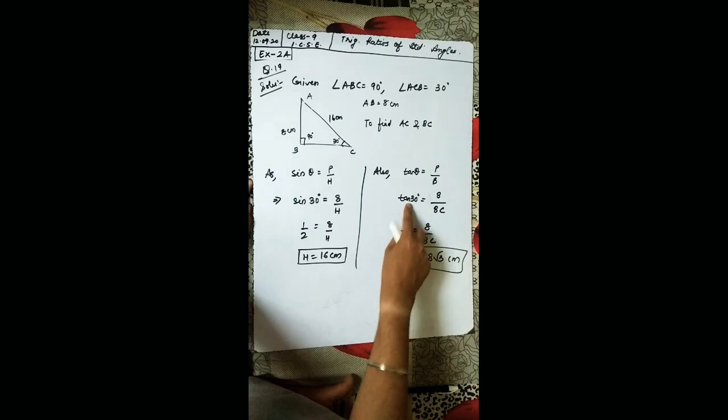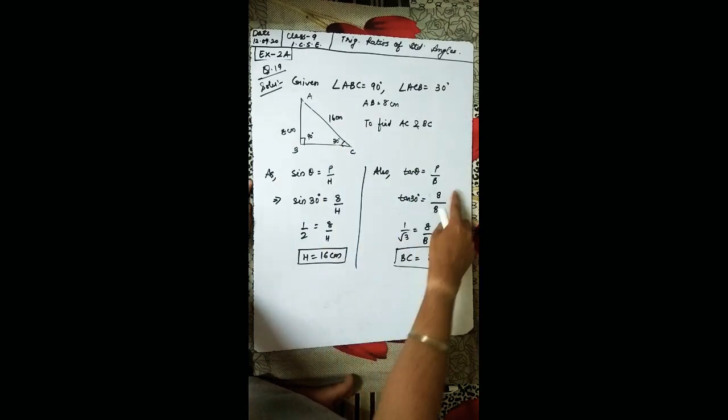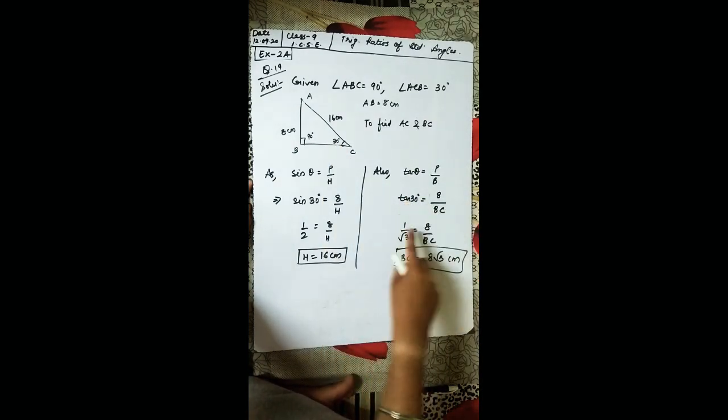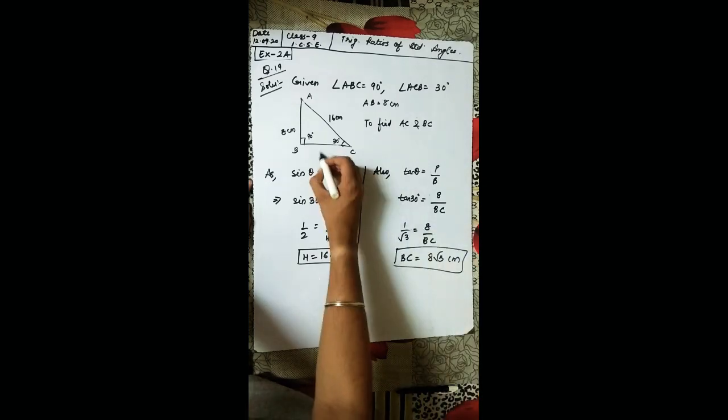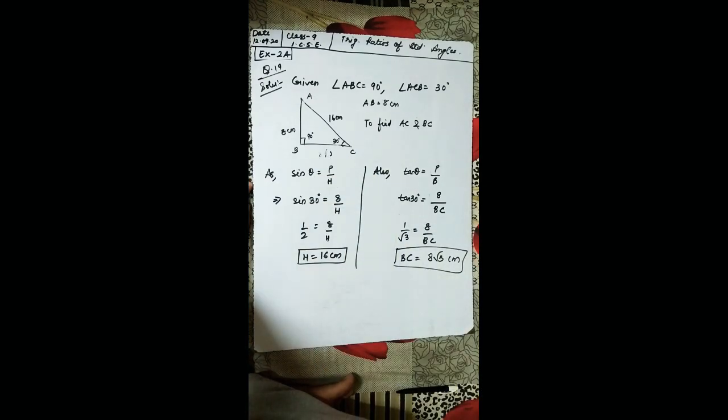Okay, so tan theta is what? Tan 30 degrees is equal to 8 upon BC. Tan 30 degrees is 1 upon under root 3, equal to 8 upon BC. Take BC that side, root 3, so BC is equal to 8 root 3. Okay, this is the solution.